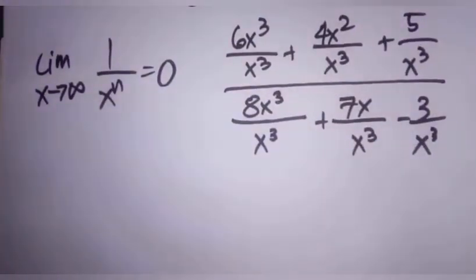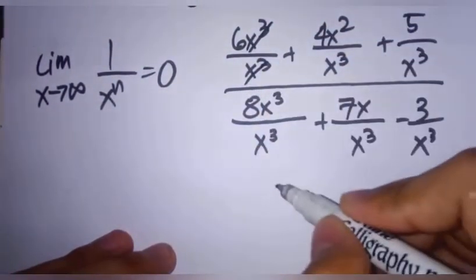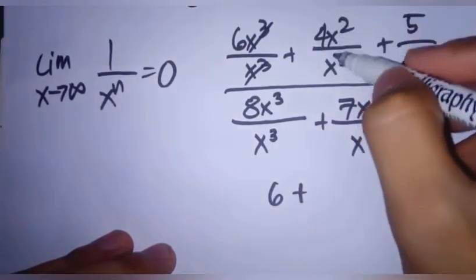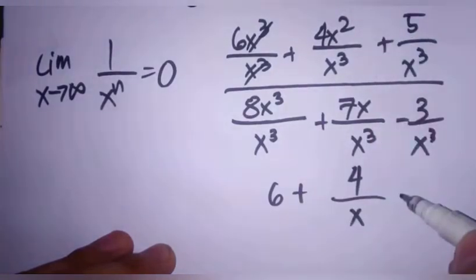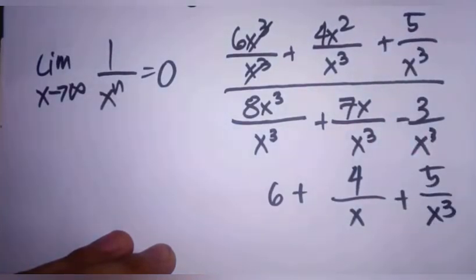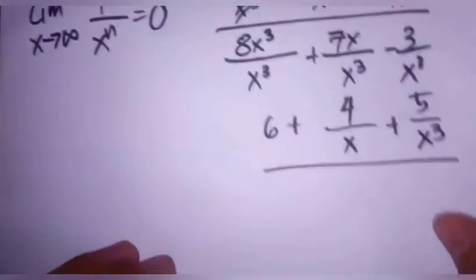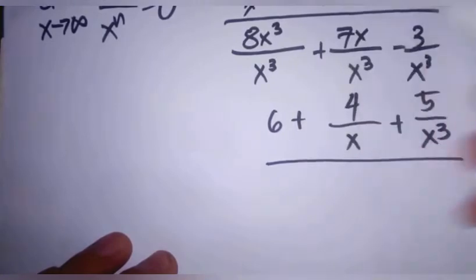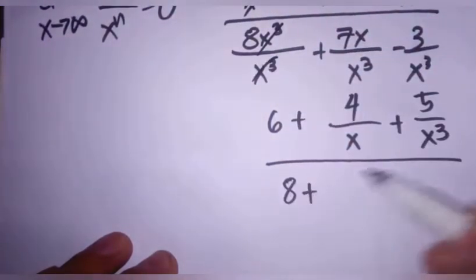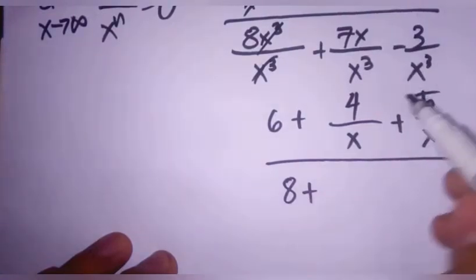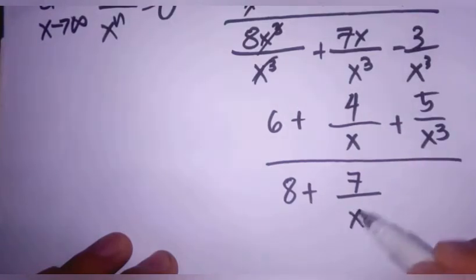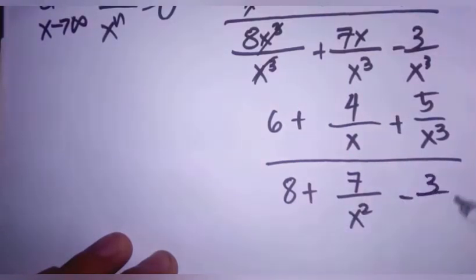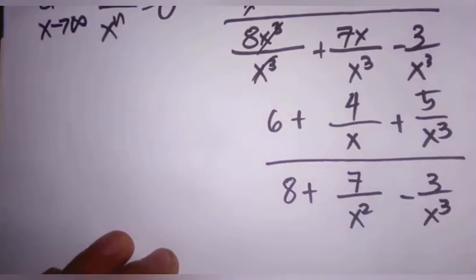Ngayon, ang kasunod na mangyayari dyan, syempre, i-operate na natin siya. Cancel to, magiging 6 plus, so 4x squared, then ito ay magiging 4 over x, then plus 5 over x cube. Then all over pa din yan. Medyo mahaba ito, ha? 8x cube, cancel na yan, magiging 8 plus 7 over x squared, and then minus 3 over x cube. So, ayan na siya. Syempre, hindi pa siya tapos. So, proceed tayo sa kasunod.